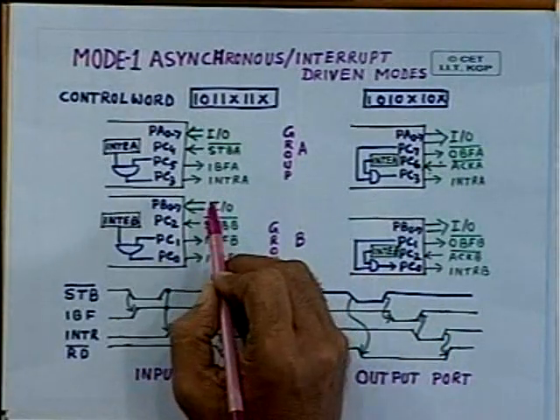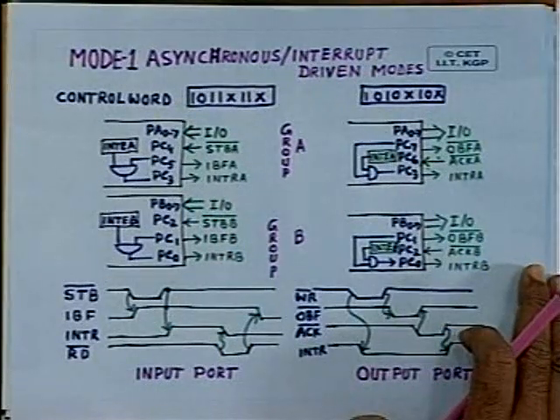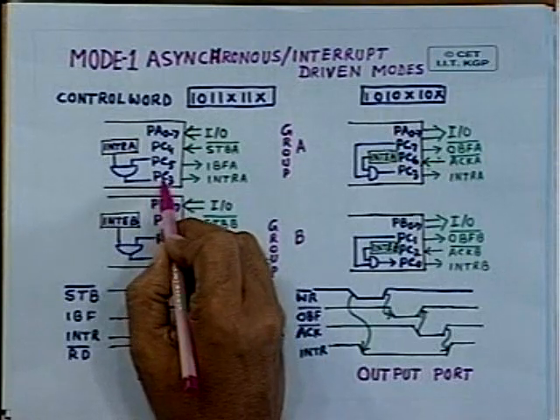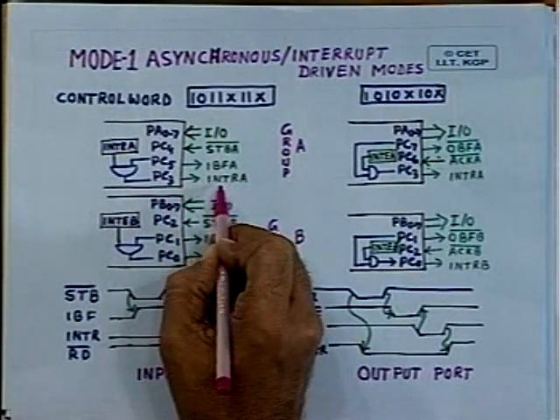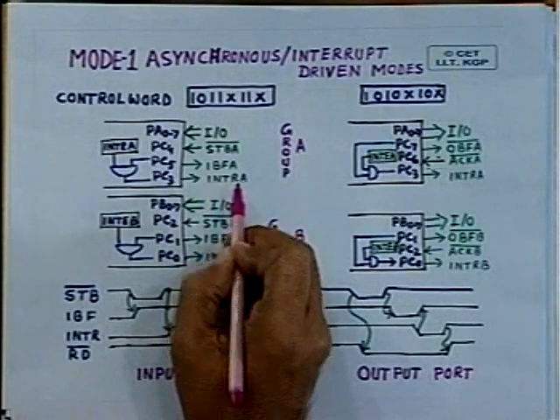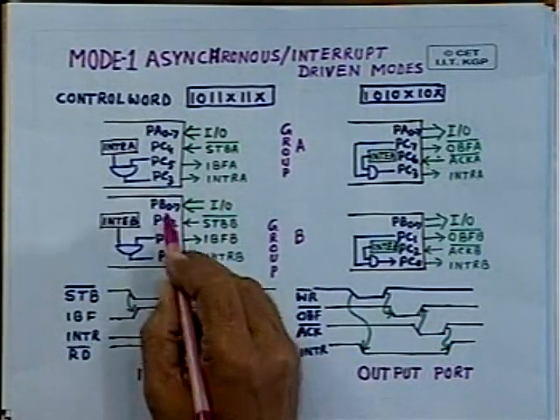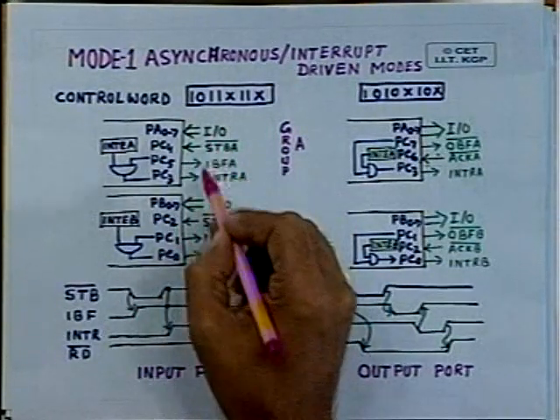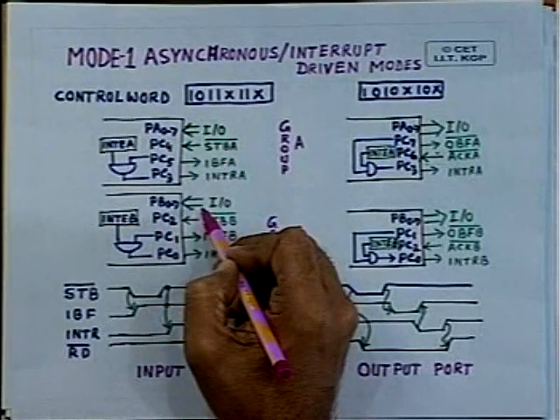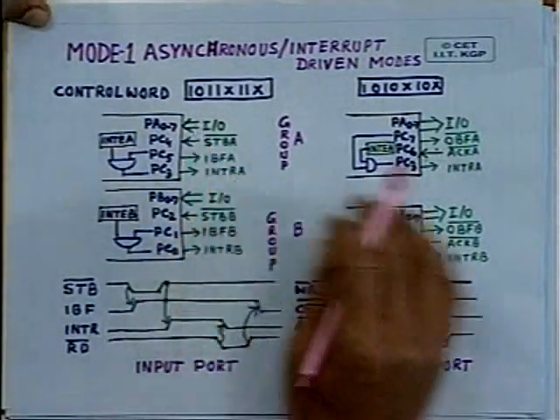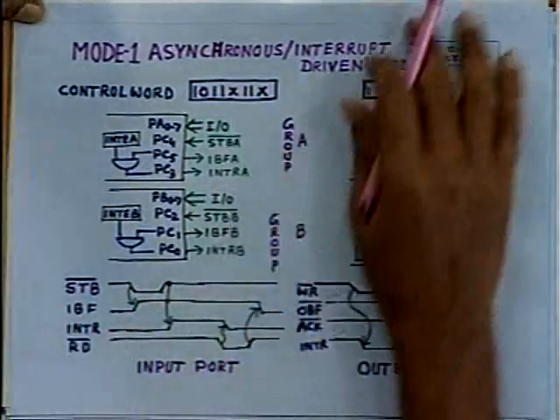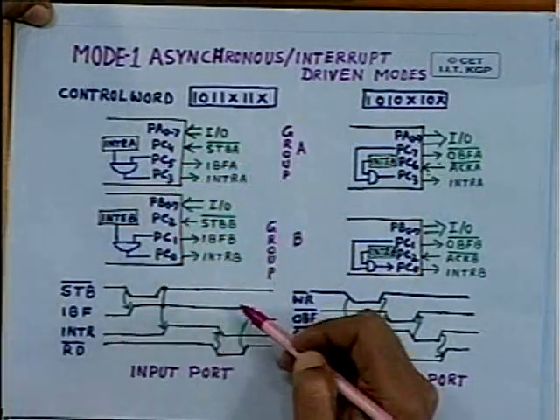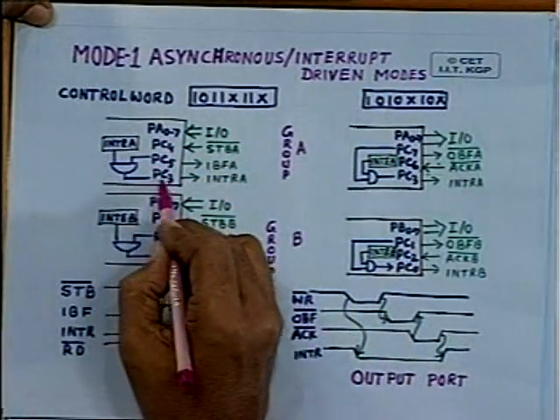We have already discussed the interrupt driven mode of data transfer implemented by using 8255. Here you see a PC3 bit, which represents INTRA, the interrupt signal, and PC0 for port B, that means your group B. Whenever port A and port B are used as input ports, and interrupt driven mode of data transfer is used, after data is latched in, this interrupt is generated.